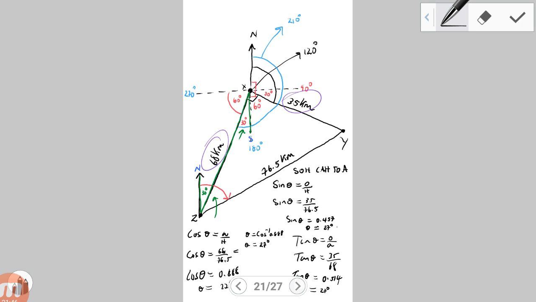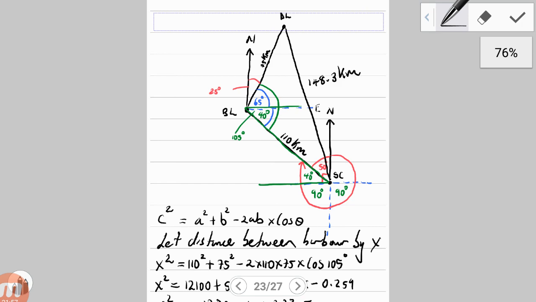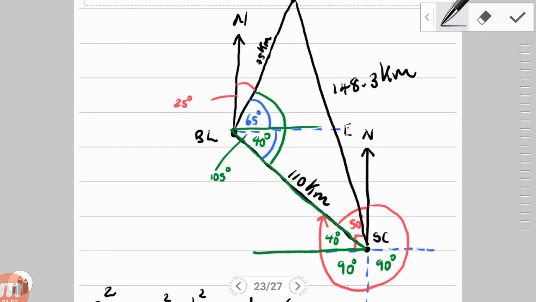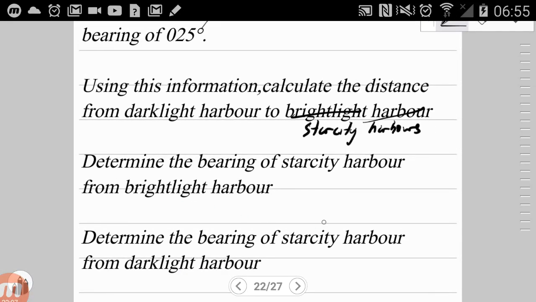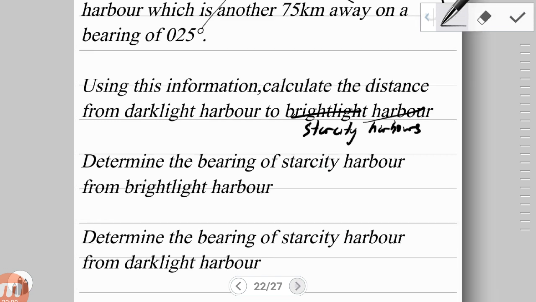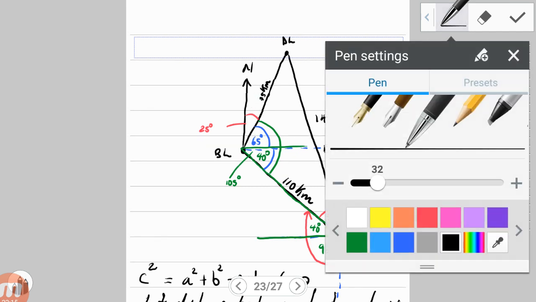So from Bright Light Harbor, we want to know what the bearing is of Star City. That's an easy question. There's not much working out here because our north line is already at Bright Light Harbor, which is where we're measuring the bearing from. We want to know where Star City Harbor is. All we have to do here is calculate this bearing.